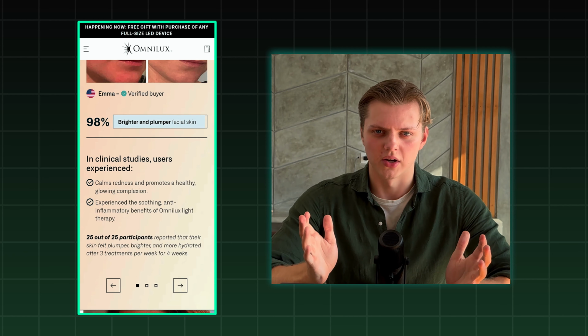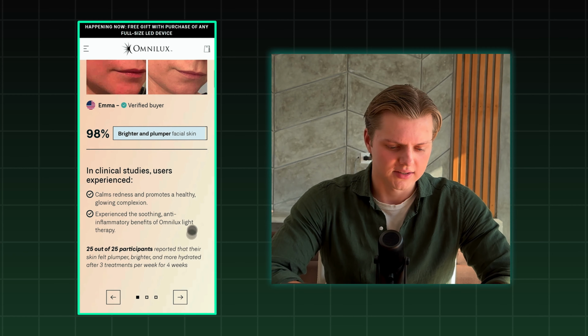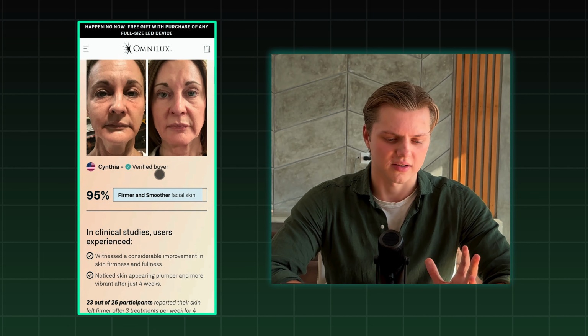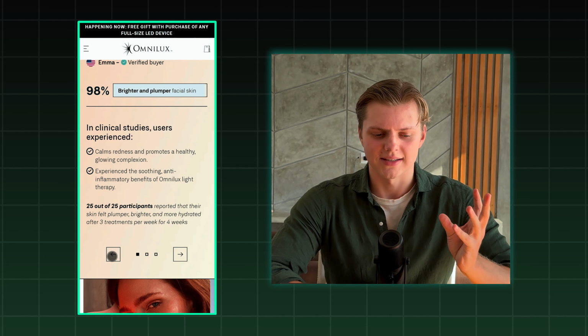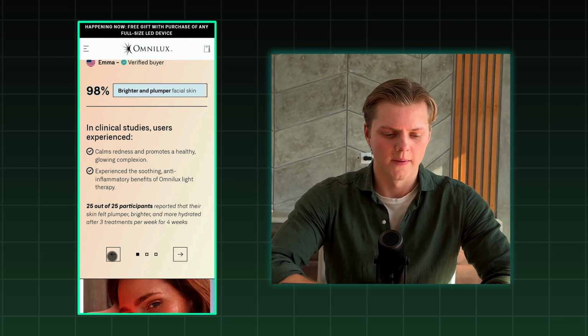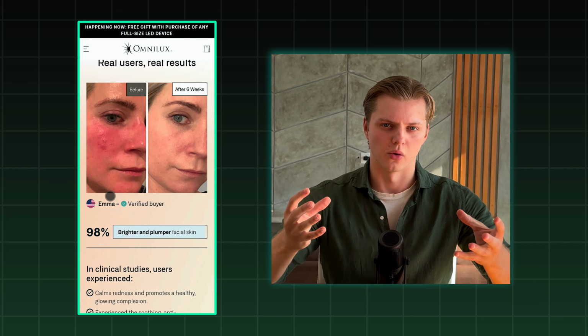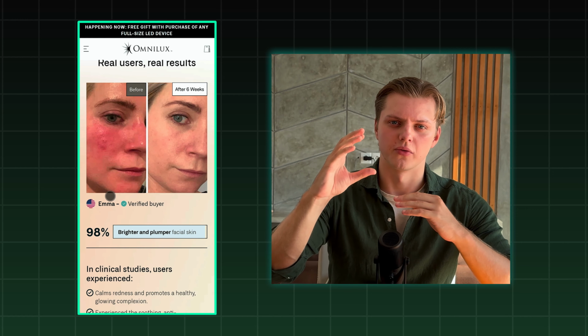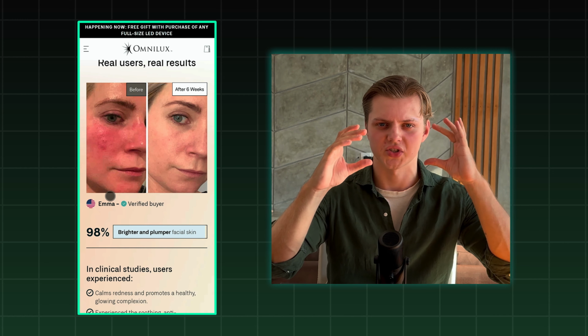I love the layout Omnilux has gone for here because it's very interactive and it also displays a before and after for each statistic. So instead of only looking at numbers and statistics, which are purely logical, you can also look at visual proof of before and after to support the statistics. This is always the most effective: to show both logical and often text copywriting combined with visual proof or visual support of what you're saying in your text.